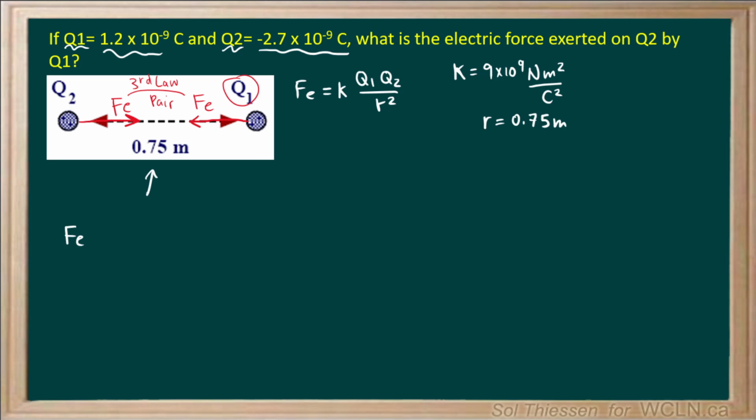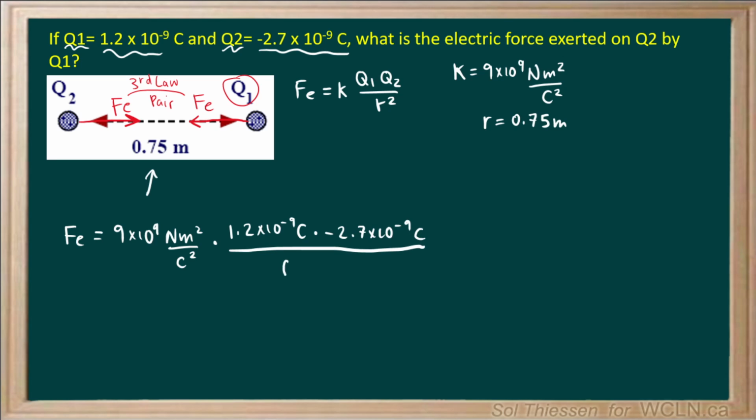So now we can plug some things into our formula here. So the electrostatic force will be Coulomb constant, 9 times 10 to the power of 9 newton meters squared per coulomb squared, times Q1, given by the question as 1.2 times 10 to the power of minus 9 coulombs, times Q2, negative 2.7 times 10 to the power of minus 9 coulombs, divided by the distance between them, 0.75 meters squared. It's ugly. There we go.